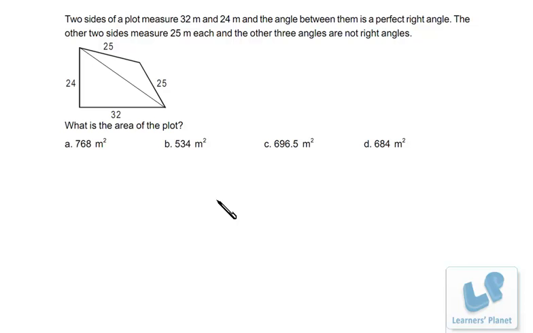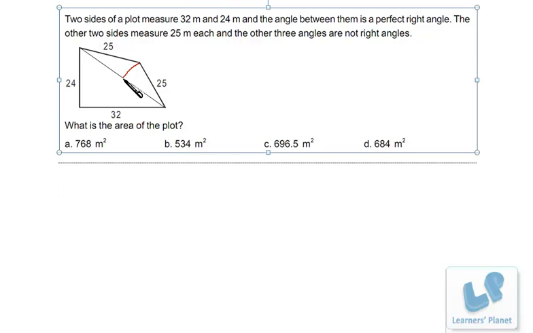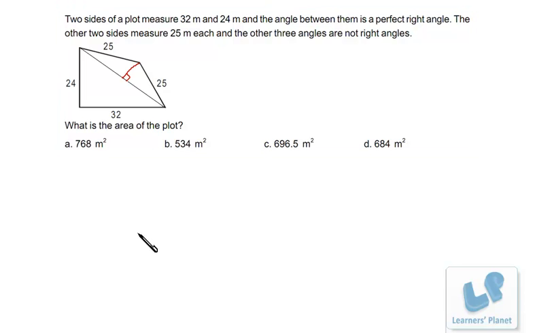Now what is happening over here? This is a right angle triangle and I just draw a perpendicular over here. Now we have to find out the area of this figure. The problem has become very simple for us now. This is a right angle triangle.